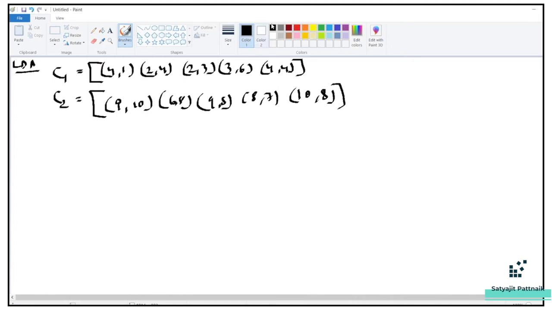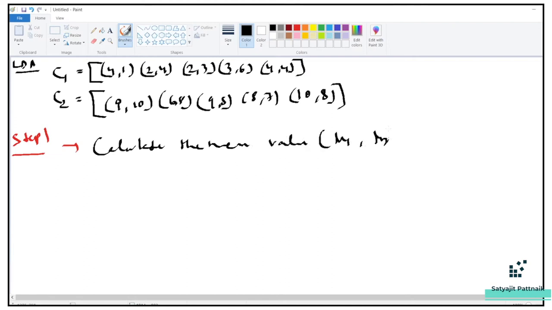So here, my step one is to calculate the mean values, that means mu1 and mu2. What is mu1? Mu1 is 4 plus 2, 6, plus 2, 8, plus 3, 11, plus 4, 15. 15 by 5 is 3. Then 1 plus 4, 5, plus 3, 8, plus 6, 14, plus 4, 18. 18 by 5 is 3.6. This is my mu1.